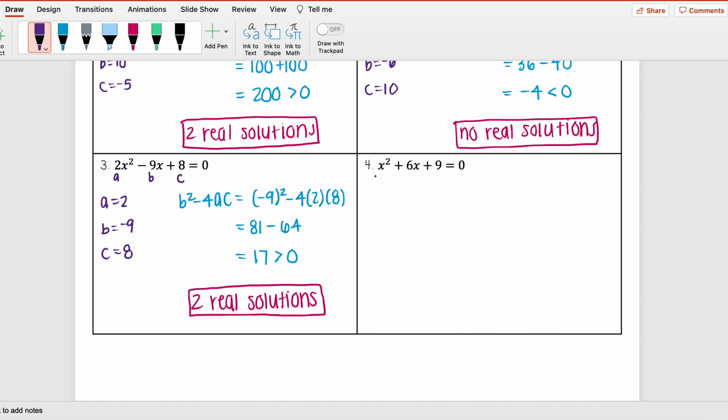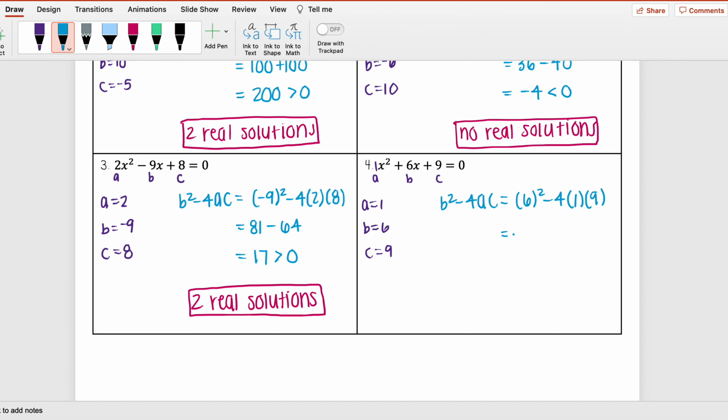Okay, now for this last one. Here, my a is going to be equal to 1, b is equal to 6, and c is equal to 9. And so when I plug those in, I have b squared minus 4ac is equal to, my b here is 6, so I'm going to have 6 squared, minus 4 times a, which is 1, times c, which is 9.